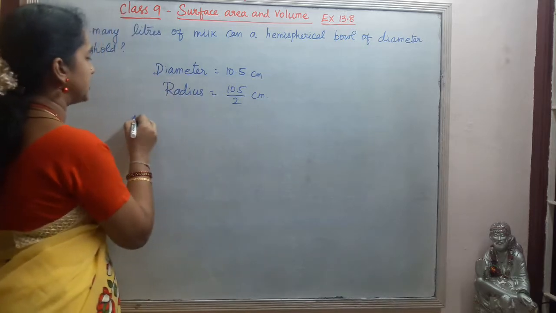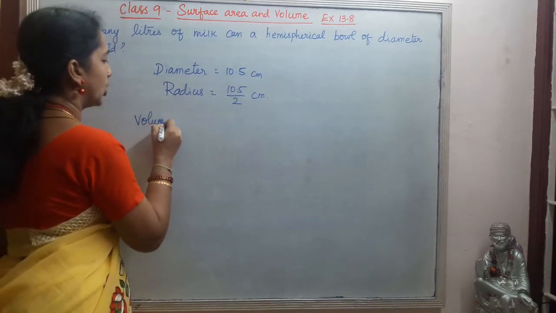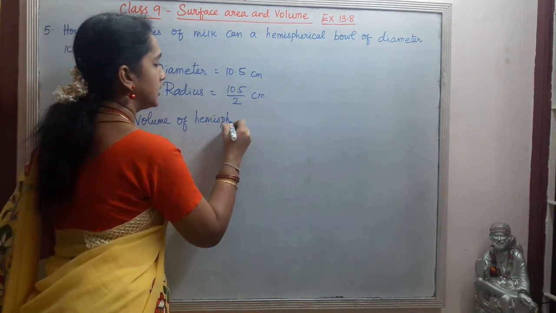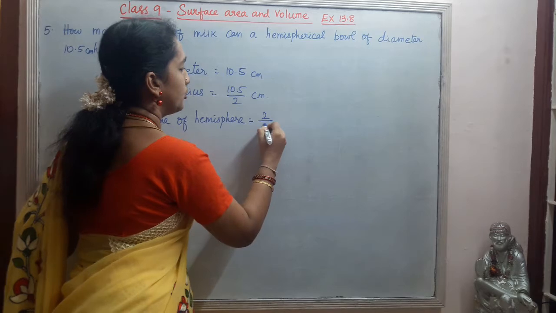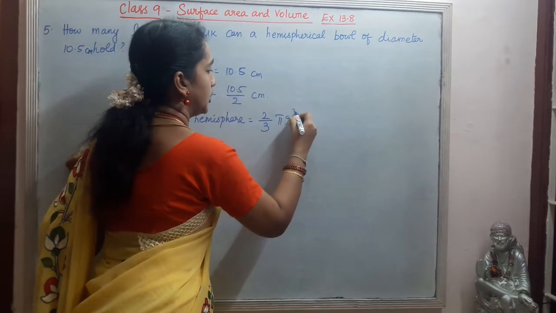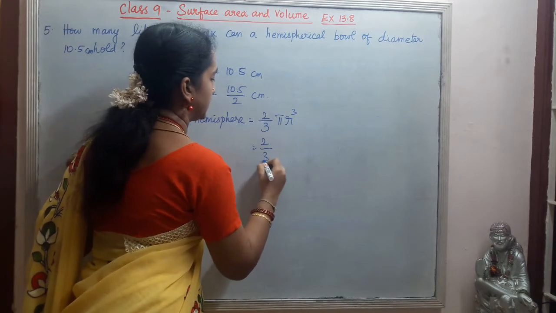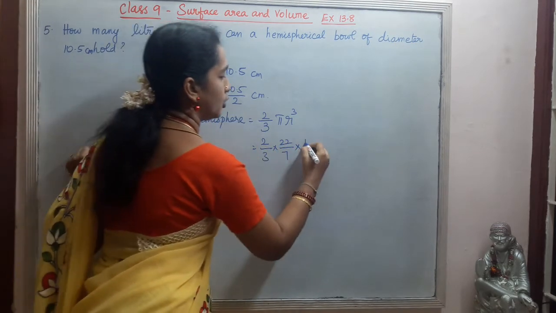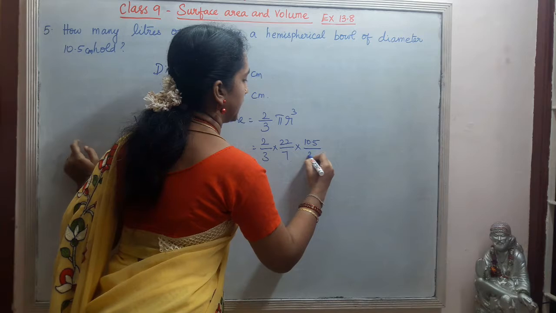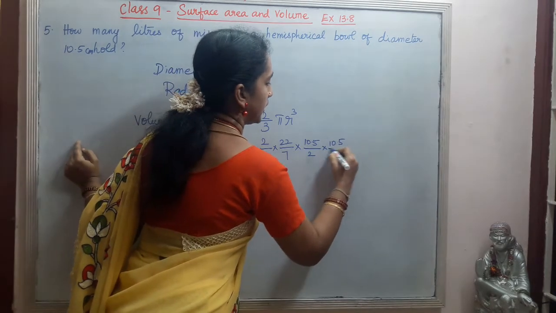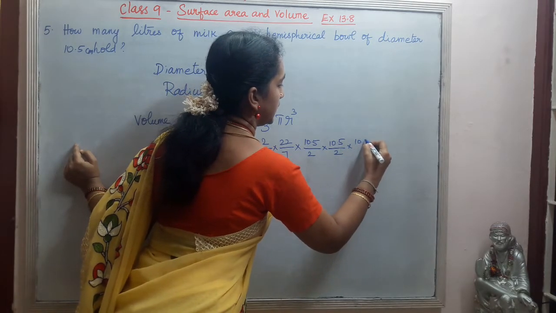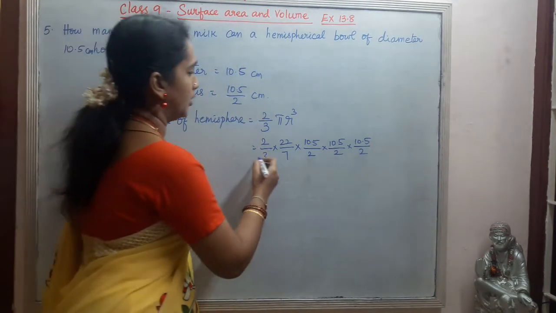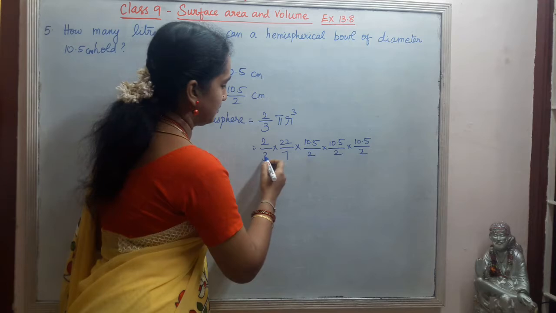So how many liters of milk can a hemispherical bowl hold? Volume of the hemisphere is equal to 2/3 pi r cube. So that is 2/3 into 22/7 into r cube, which is 10.5 by 2 into 10.5 by 2 into 10.5 by 2. Now we will simplify this.